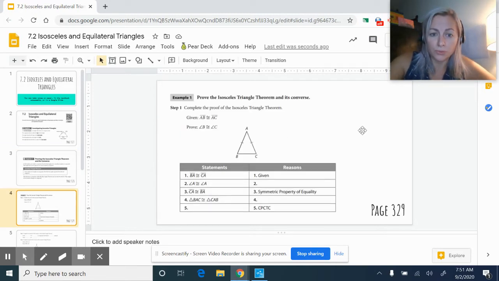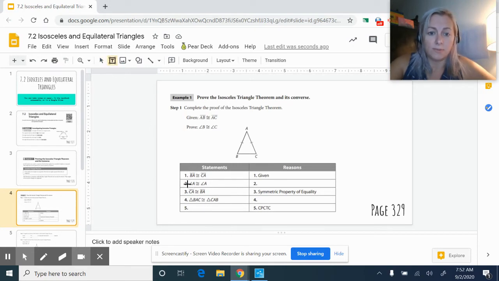We're going to prove the isosceles triangle theorem and its converse. So step one, complete the proof of the isosceles triangle theorem. So we have given segment AB is congruent to segment AC. We want to prove that the measure of angle B is congruent to the measure of angle C. That's what it says right here. Okay, so then our proof is organized in a table. What I'm going to do is add some text boxes over this to kind of go with it.